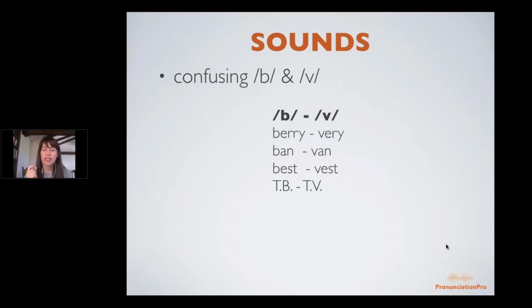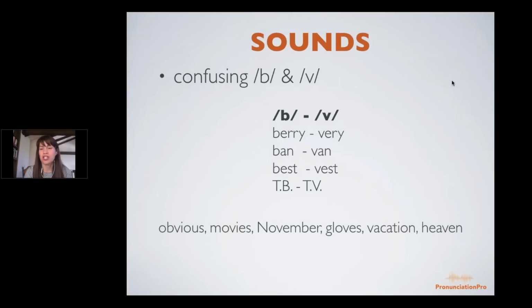Instead, the lips are coming together, ba, ba, ba, for that sound instead of va, va, va. Very, very. Van, van. So if you're looking at the video, best, vest. TB, TV. All right, we have to get our mouth in position. It's all about the mouth position.